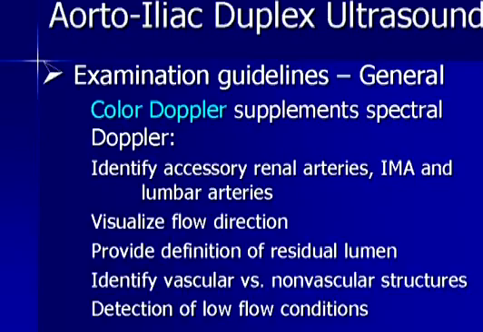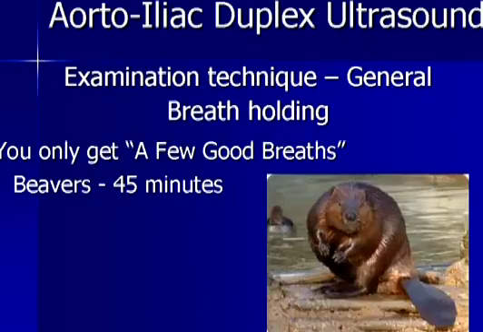Color Doppler is used to supplement spectral Doppler. It will help you identify accessory and branch vessels off of the abdominal aorta. It will certainly help you identify the iliac arteries when we get to that segment of the examination. It gives you a good visual display of flow direction, defines the residual lumen in those cases where there's atherosclerotic obstruction or, for example, thrombus contained within an aneurysm sac. And it will identify vascular versus non-vascular structures and detect very low flow conditions as well in these vessels.